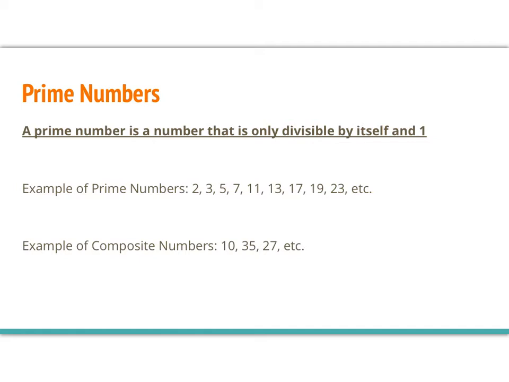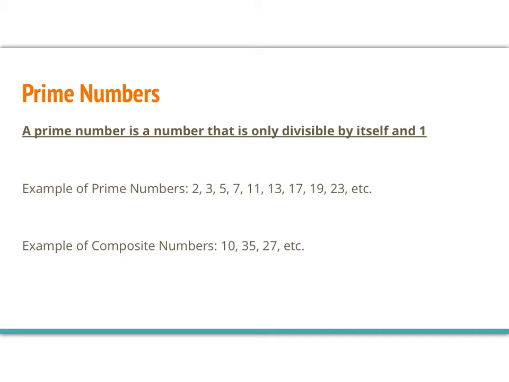So a prime number is a number that is only divisible by itself and 1. Some examples are 2, which seems odd because it's even, but it is only divisible by 2 and 1. Then the rest are all odd numbers because every other even number can be divisible by 2. So other examples are 2, 3, 5, 7, 11, 17, 19, 23, onwards and upwards from there.